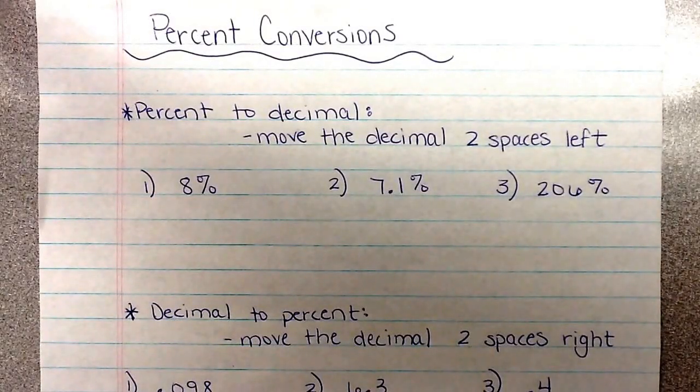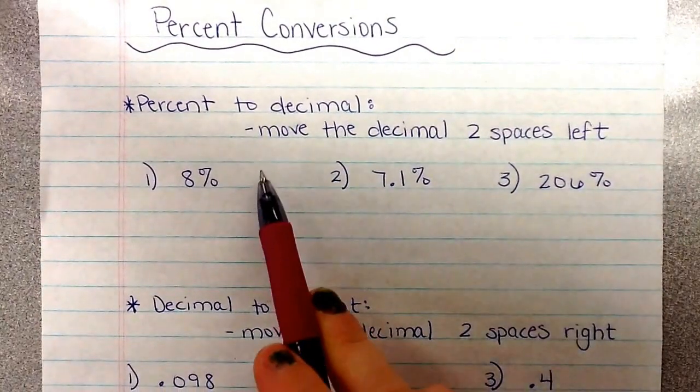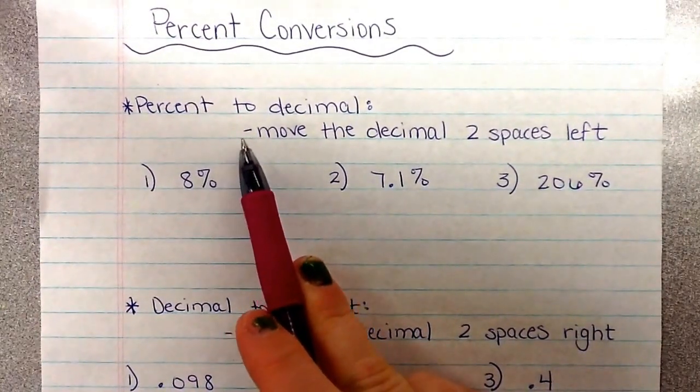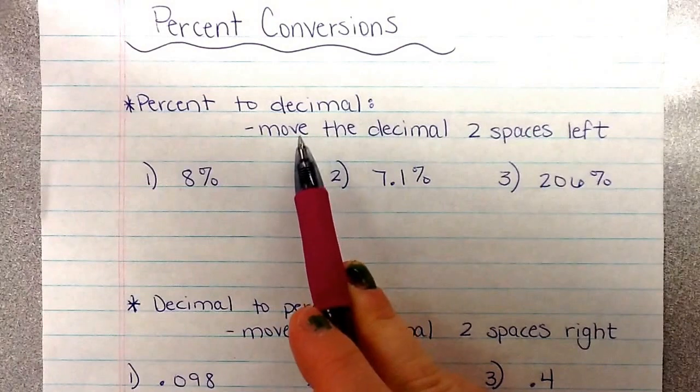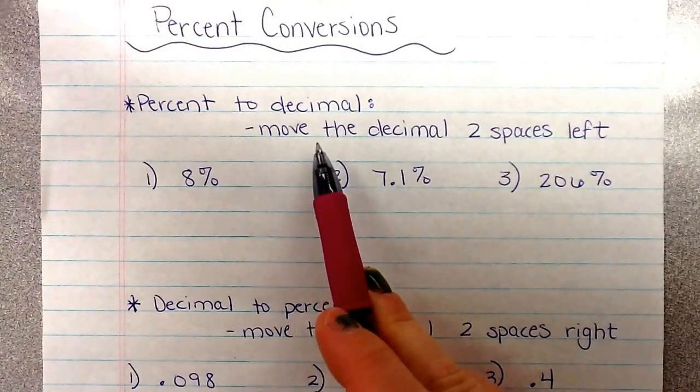Mathematicians, today we are going to work on percent conversions. First we are going to work with percents and decimals. These ones are nice and easy to change. To change a percent to its decimal form, all we have to do is move the decimal 2 spaces to the left.